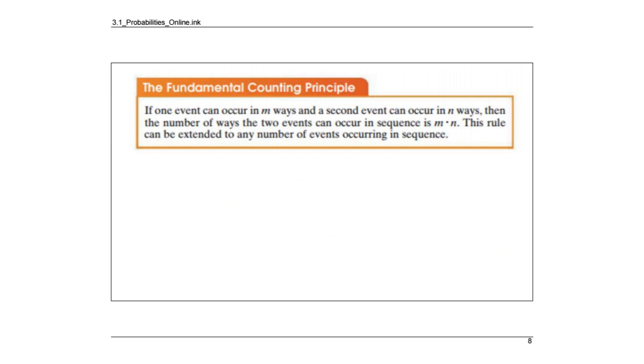Right, now we're going to look at the fundamental counting principle. It'll make more sense when I show you an example, but it says if one event can occur in m ways and a second event can occur in n ways, then the number of ways the 2 events can occur is m times n. That's in sequence. So let me show you an example.